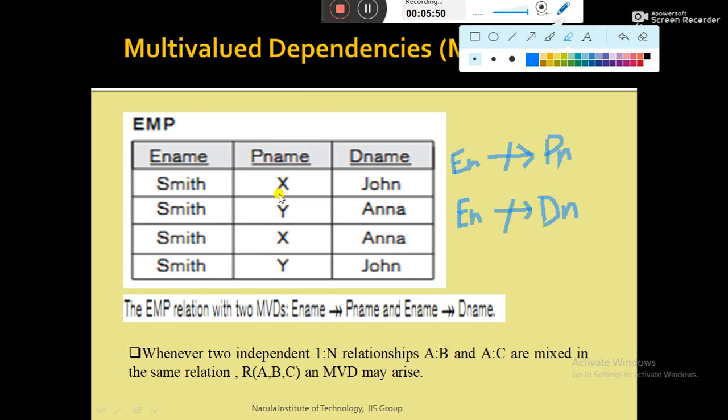So the first point has to be clear. This is the example of a relation where we have no functional dependencies.